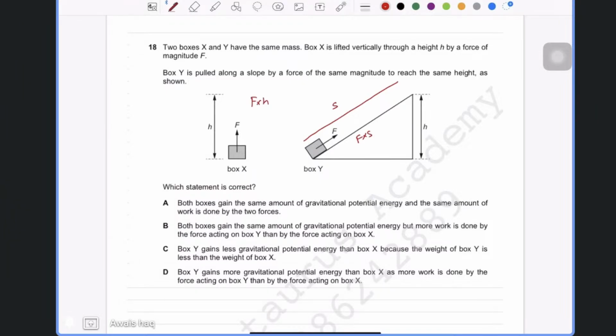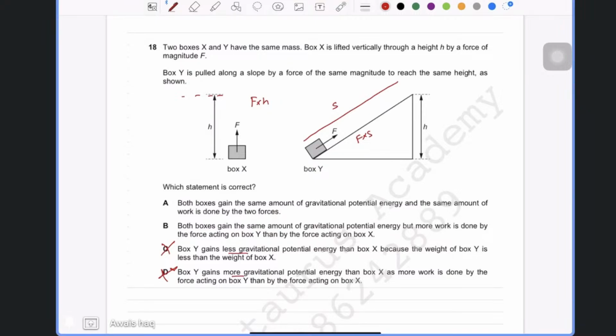So that's different. Both boxes gain the same amount of gravitational potential energy, but more work is done by the force acting on the box Y than the force acting on the box X. Okay. Now, because they reach the same height, one cannot gain more or less. So these two would be absolutely wrong. Do you guys understand what I'm saying? Yes, sir.